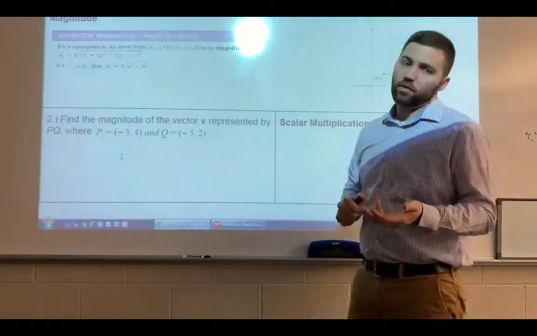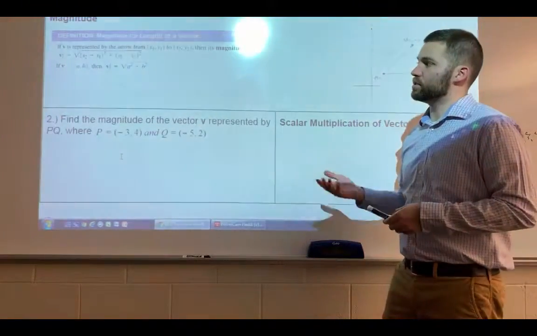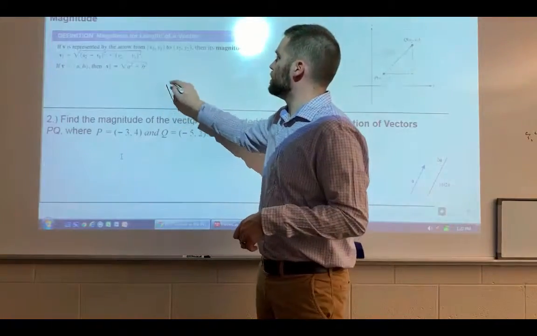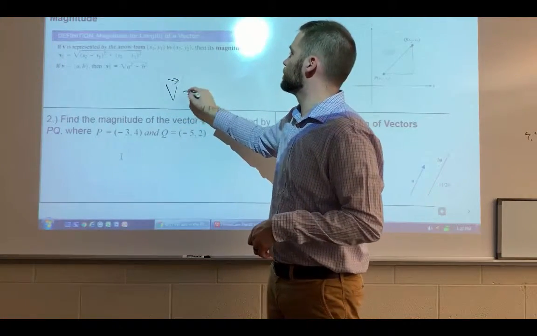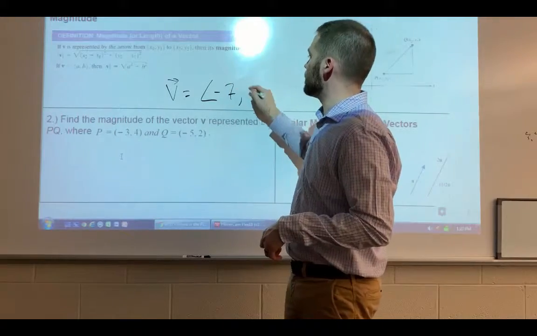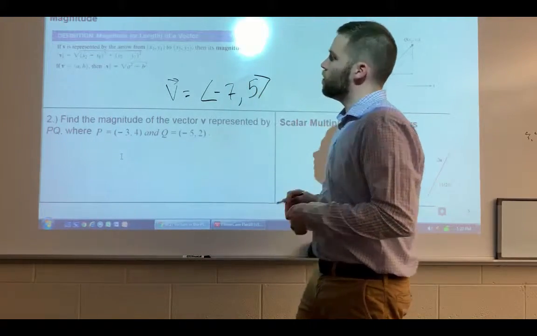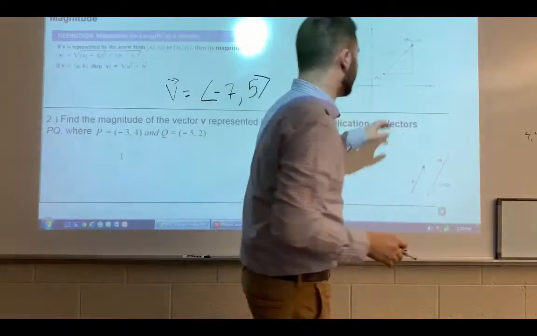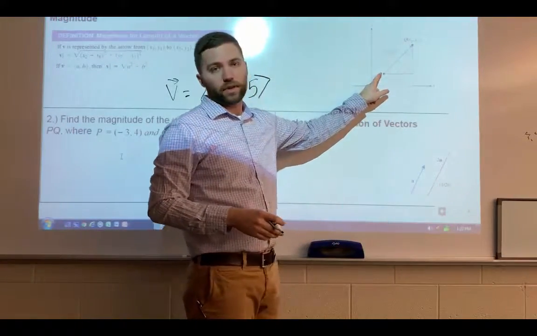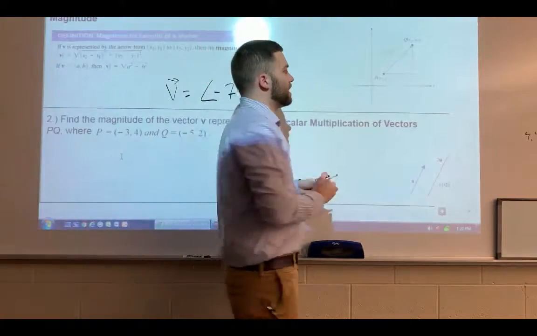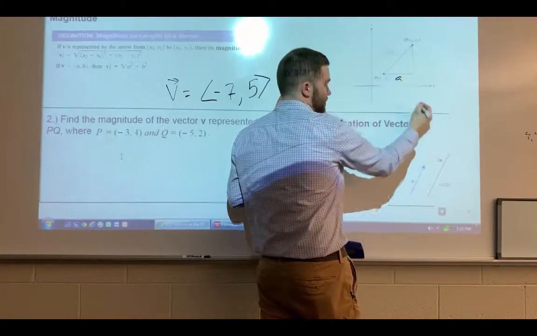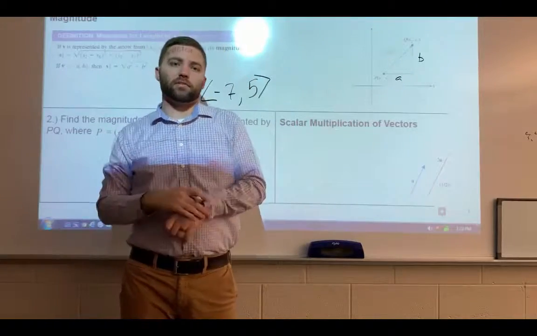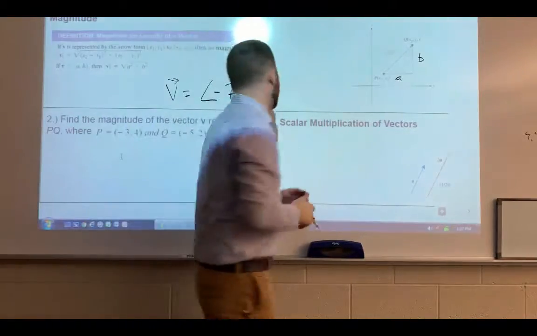If we have the components, so if we have vector A equal to (a, b), or for instance vector v is (-7, 5), we can find the magnitude of that by using the Pythagorean theorem. You can see that in the triangle here. If I want to find the length of the blue arrow, I would take the horizontal distance, call it a, and the vertical distance, call it b, and use the Pythagorean theorem to find the distance. Okay, so that's all that this is.